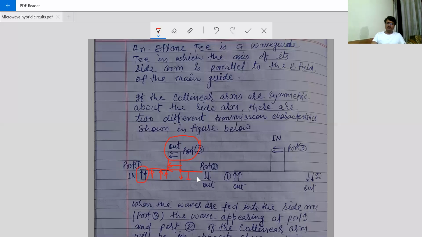But what is the difference between the two outputs? Magnitude wise both are same, but see the phase. The direction of the electric field is upward here, and the direction of the electric field is downward here. Means the phase difference between the electric field at port 1 and port 2, when the input is given to port 3, is out of phase. Out of phase.